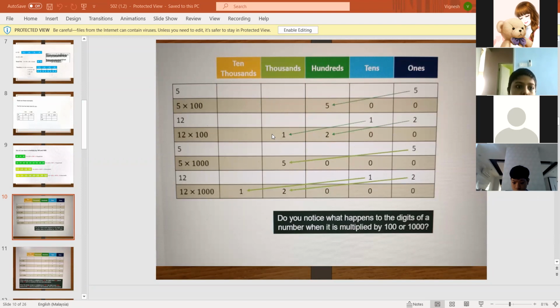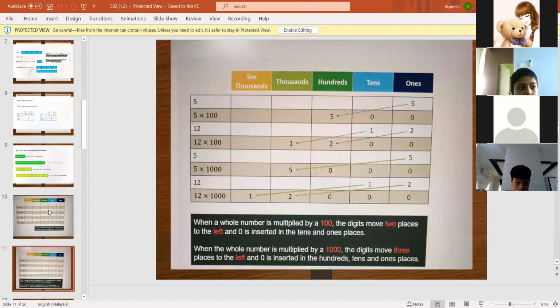It becomes 1200. Okay, how about for the multiply by 1000? How many zeros you need to insert at the back? 3 zeros. So 5 times thousands is 5,000s, and then 12 multiplied by 1,000 is 12 thousands. Correct or not? Yes. Okay, very good.